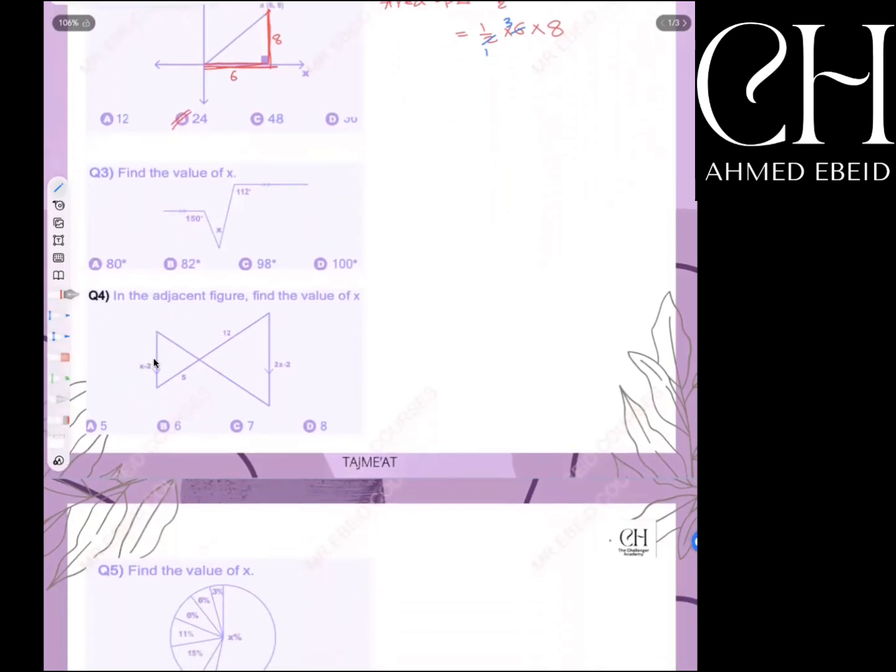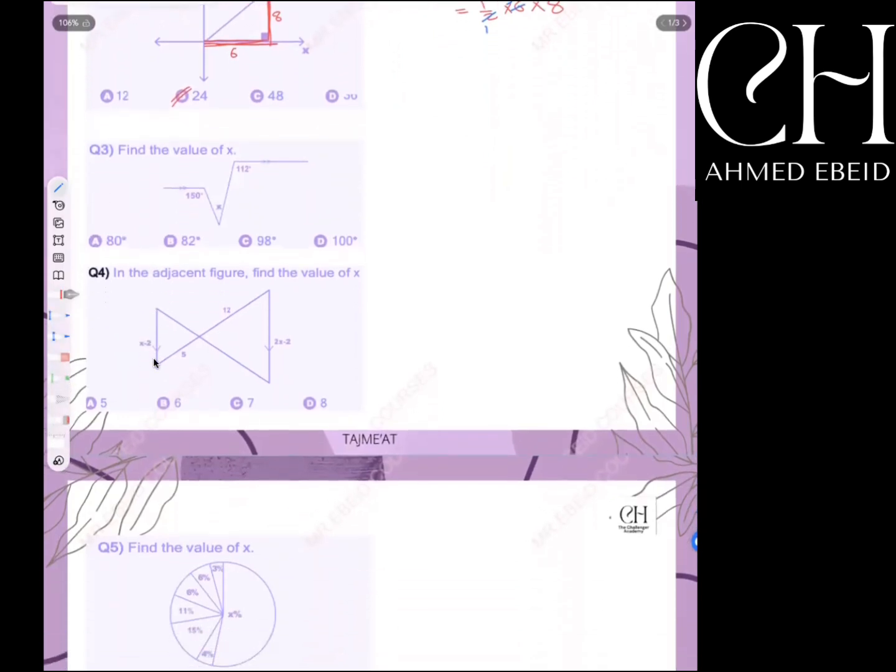Question 3. Find the value of x. In this question, we have two parallel lines, and you have this angle, its measure is 150, and this angle, its measure is 112. How can you find x? You will just draw a line like this, passing through this vertex, and parallel to both lines, like this. So now we have three parallel lines.